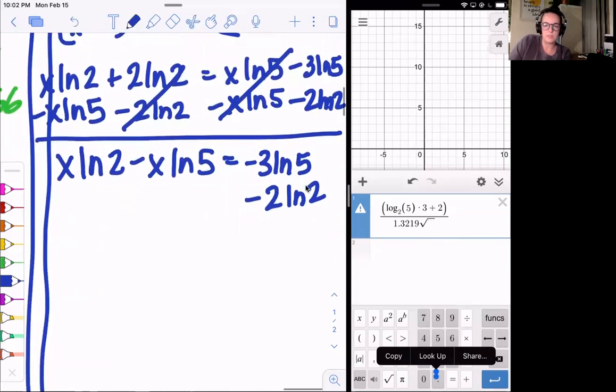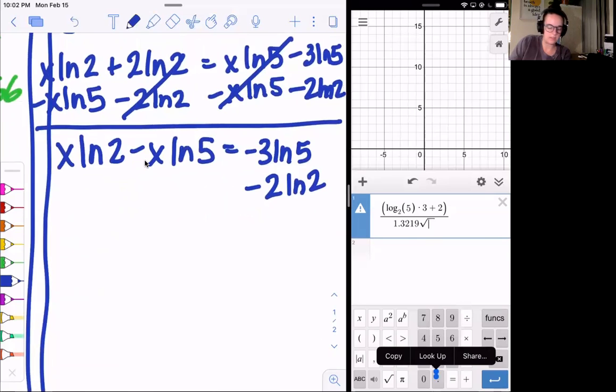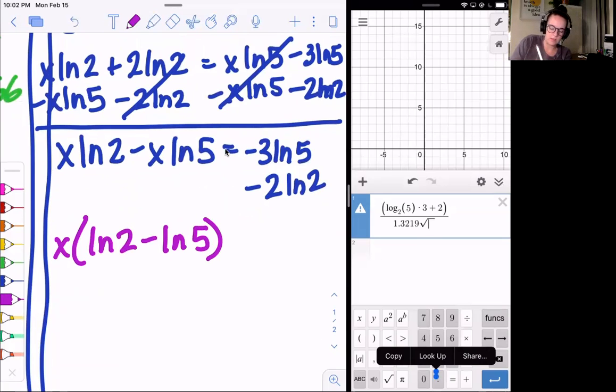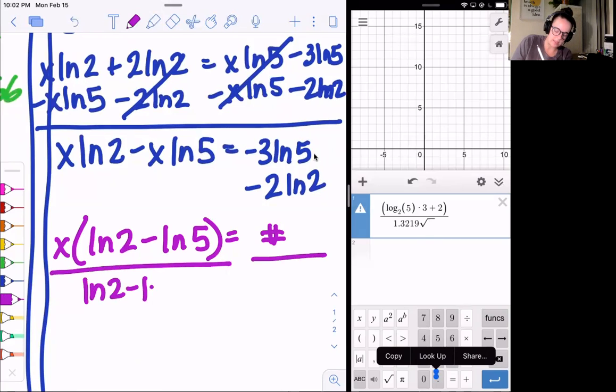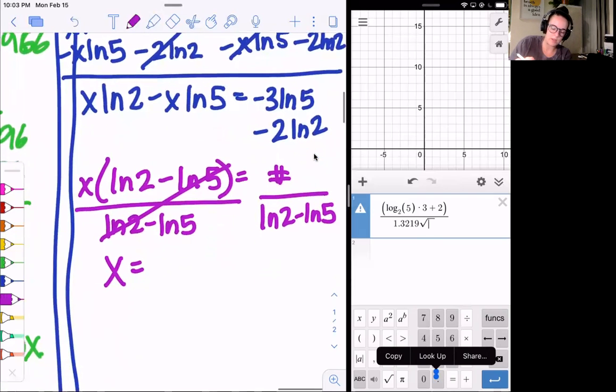Okay, so I have numbers on one side, x on the other side. I'm going to do a quick trick here, which is to factor out x. So I get x times natural log 2 minus natural log 5, right? Equals, remember this is just a number, so put a number there. Now I'm going to divide by natural log 2 minus natural log 5. That's going to leave me with x by itself. You might be wondering, what is x by itself anyways? So we have this is our number that's here. We're dividing by that number there.